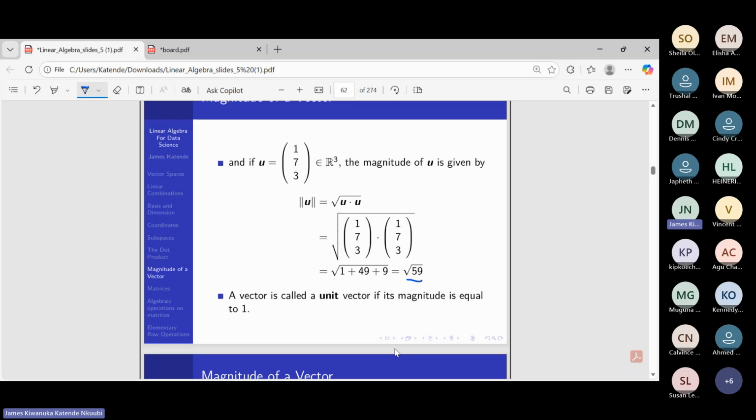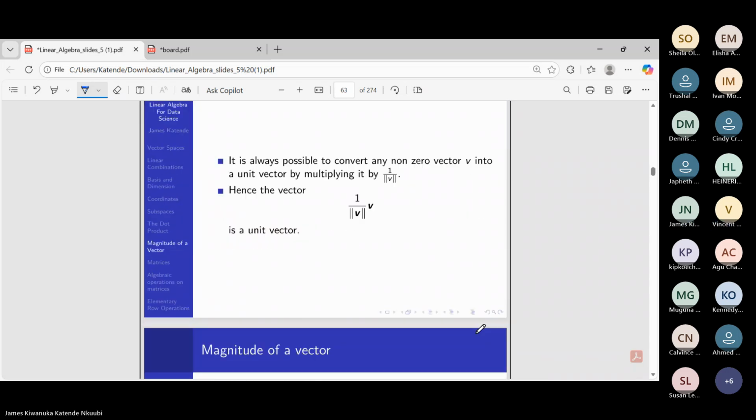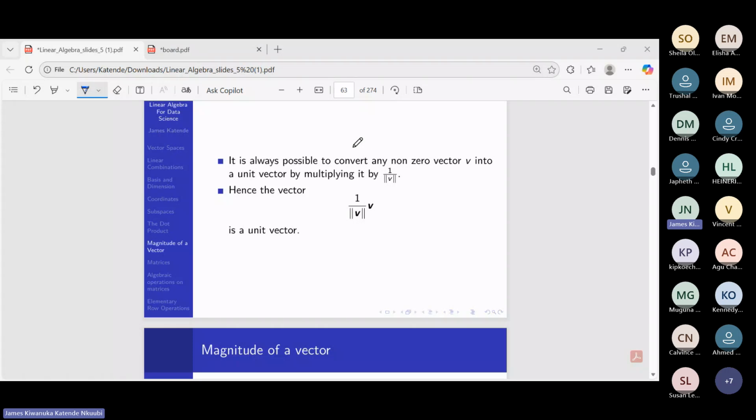So if it happens that the vector has magnitude 1, we call it a unit vector. So any vector that has length 1 is called a unit vector. So anytime you have a vector, it's also possible to convert it into one of unit length. And you do that by multiplying it by 1 over its magnitude. So 1 over its magnitude will give you a scalar. If you multiply that scalar by V, you end up with a unit vector.